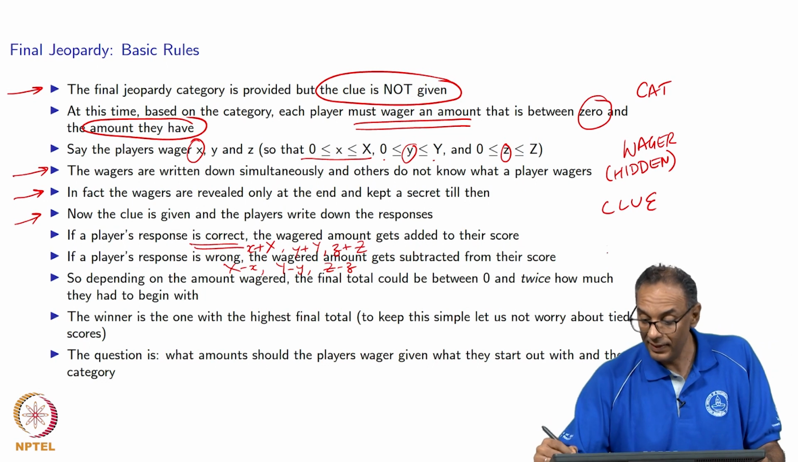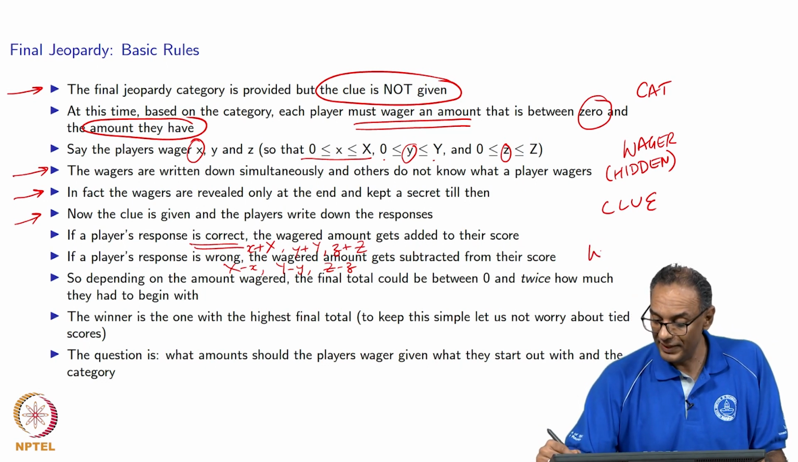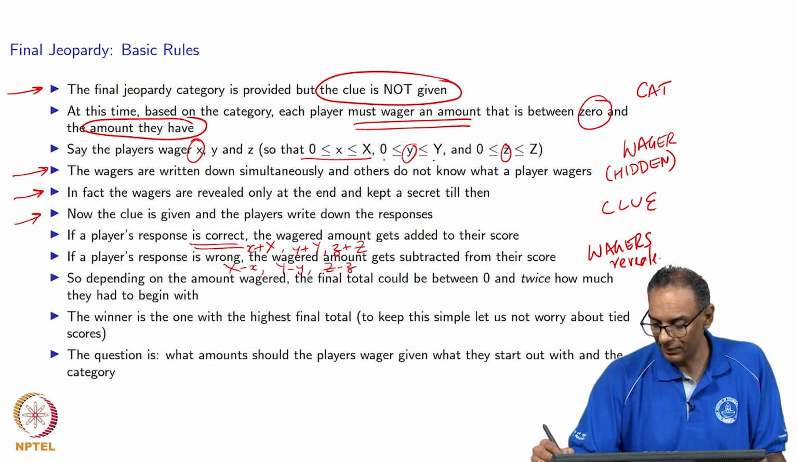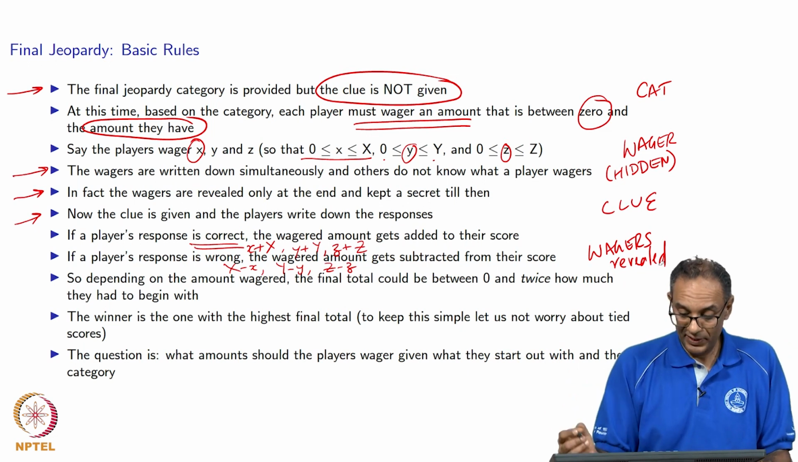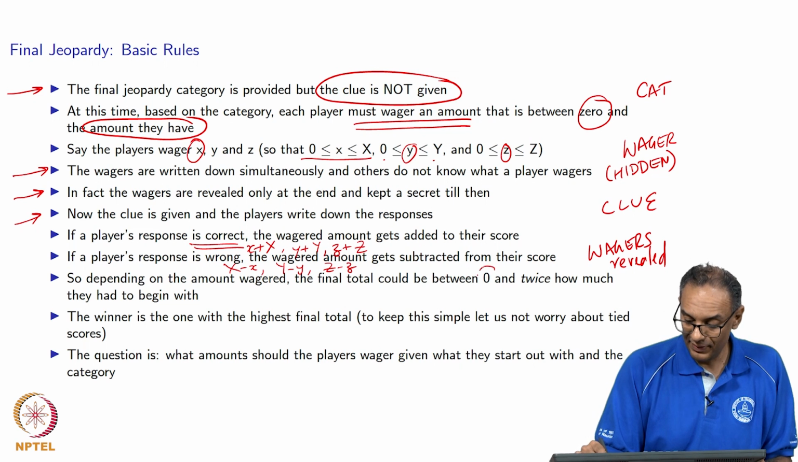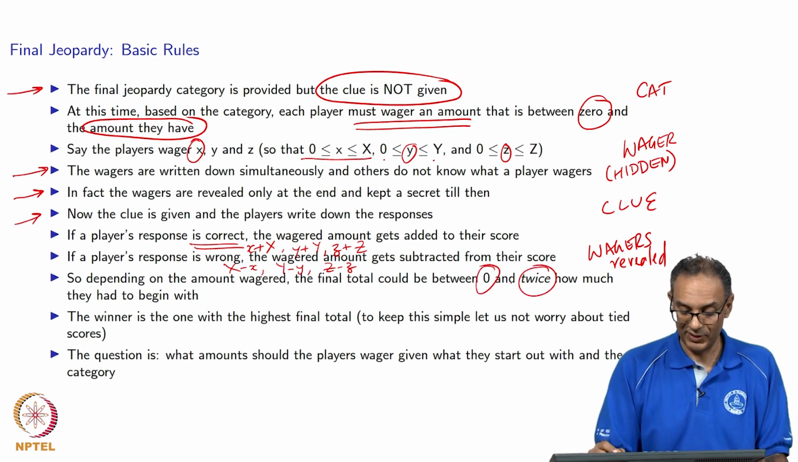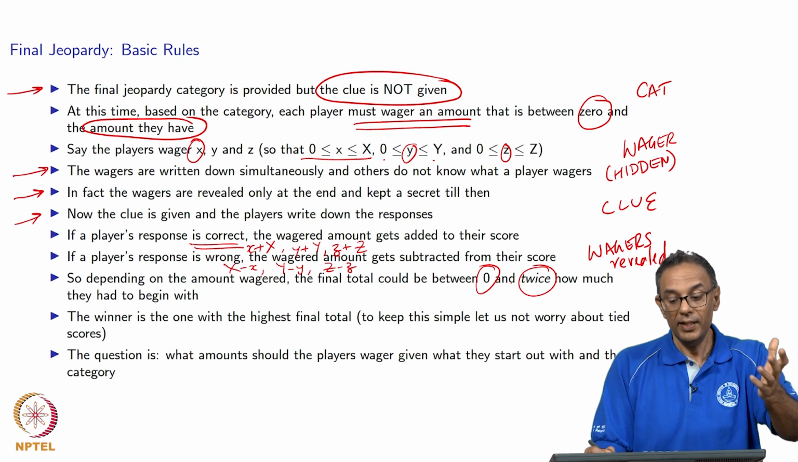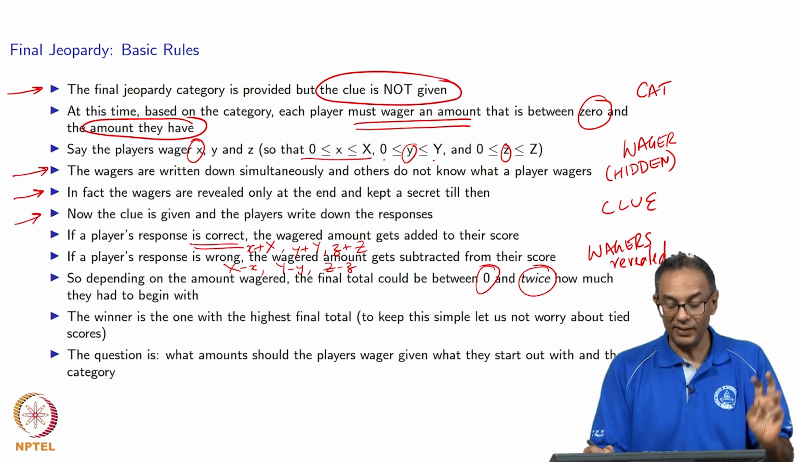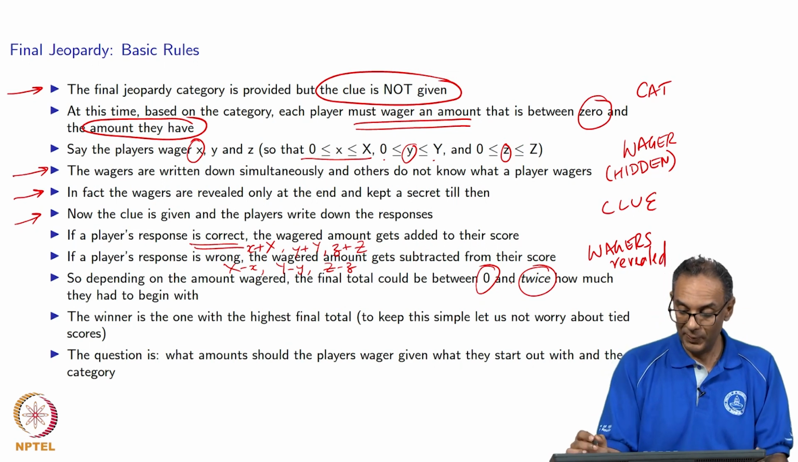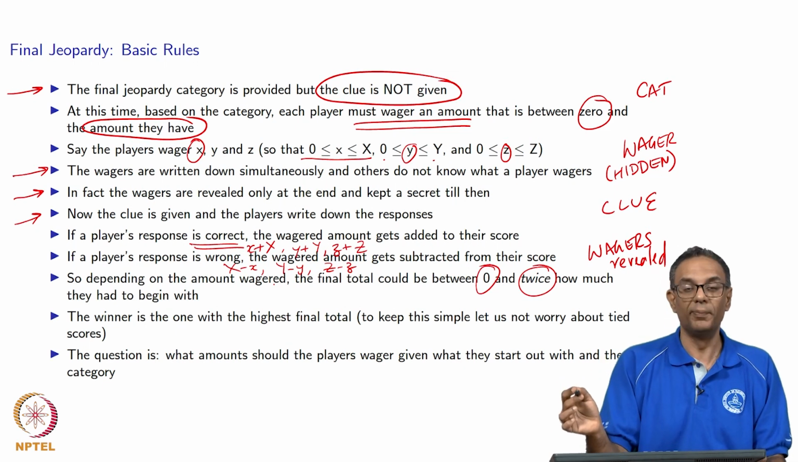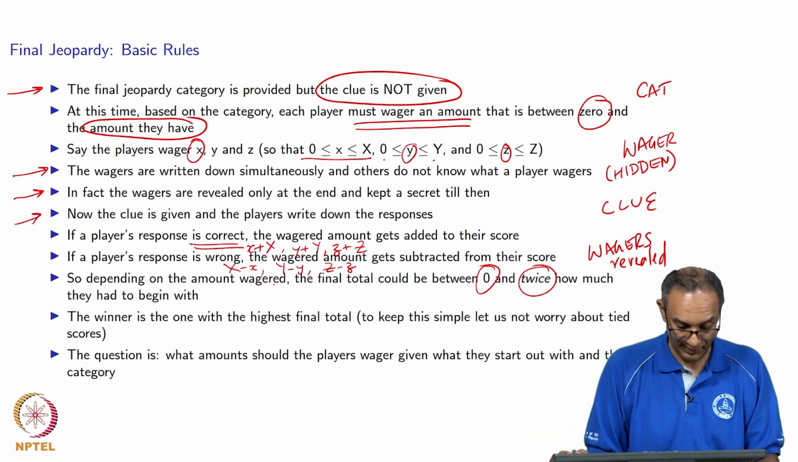So, this is when the wagers are revealed, and you know how much they all bet. As a player, you could have either 0 or twice how much you started with. If you wagered all your money and got the answer correct, you would double, and if you got the answer wrong, you would have 0. So, you would be anywhere between 0 and 2X if you are player 1, 0 and 2Y if you are player 2, 0 and 2Z if you are player 3.